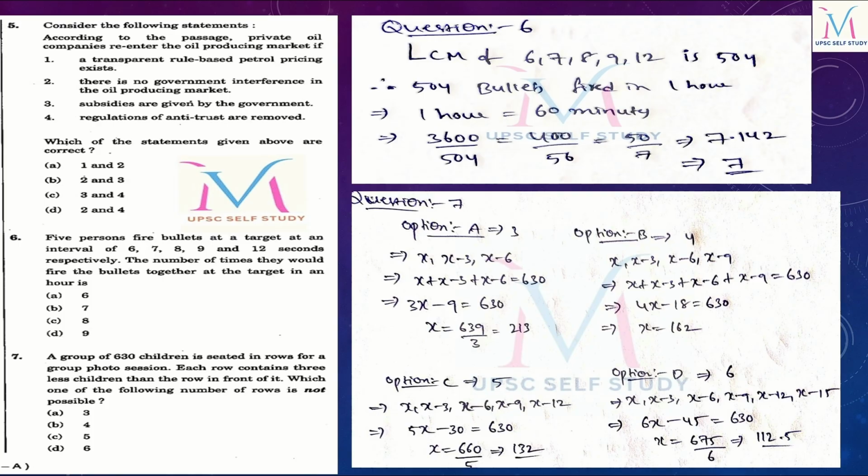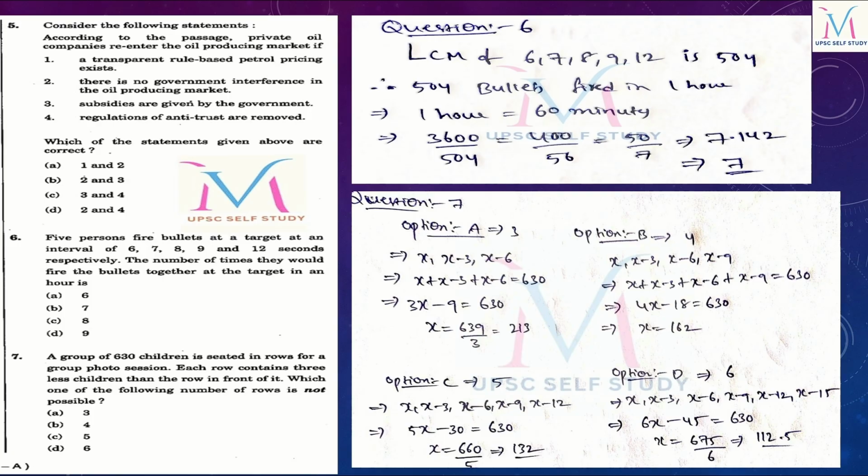And coming to the seventh question. So seventh question, see, look, please listen carefully. This is a little complicated question. 630 children are seated in rows for a group photo session. Okay, there are 630 children. They are asked to sit in rows. Okay, we don't know how many rows.